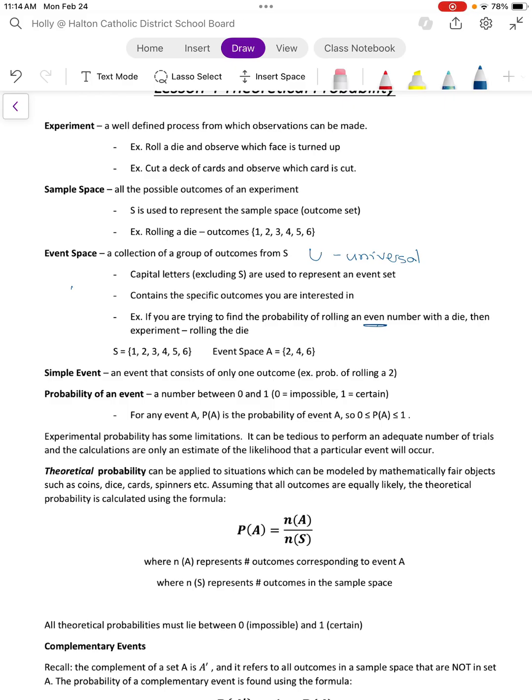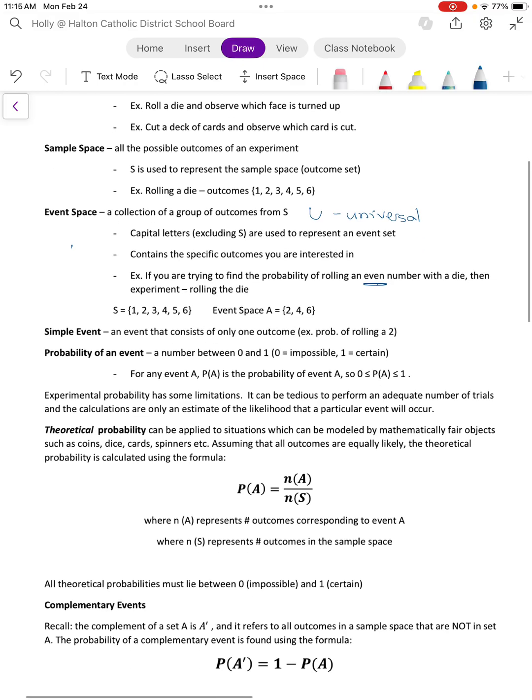An event space is a collection of a group of outcomes from S. Remember, we use S or U, universal set. Capital letters, excluding S, are used to represent an event set. It contains the specific outcomes you are interested in. If you are trying to find the probability of rolling an even number with a die, then the experiment is rolling the die. Your sample space would be 1, 2, 3, 4, 5, 6. It has all the possible outcomes. And the event space, because I'm specifically looking at even numbers, is 2, 4, or 6.